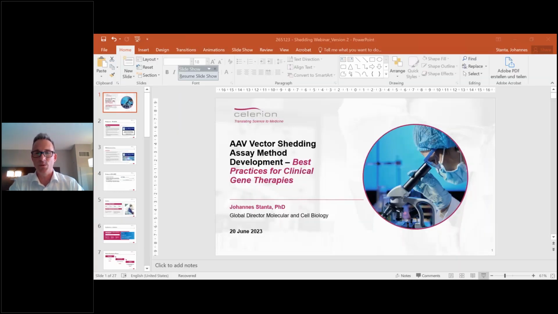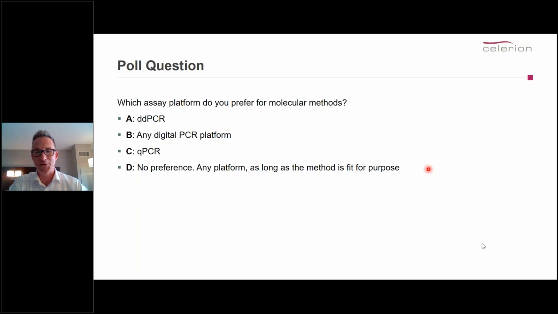Oh, brilliant! Very good. What a fast readout. Very good to hear. Well, let me just get the presentation back. That's really good to hear. So again, we've got a split between ddPCR and qPCR in terms of preference here, and then the majority no preference. And I think that's exactly where I'd be coming from as well. The method has to be fit for purpose and suitable for the intended purpose.